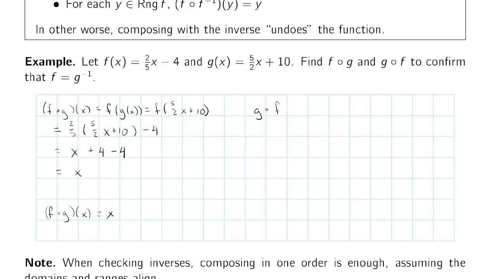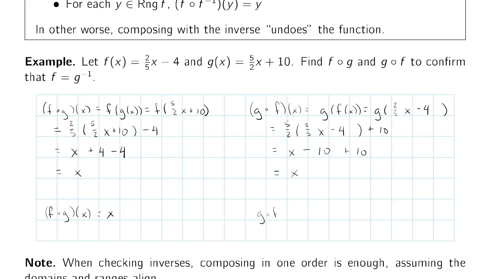In the other direction, g composed with f of x, that's g of f of x. So that's going to be g of 2/5 x minus 4. Now g is the function that takes 5/2 of its input and adds 10. And here its input is 2/5 x minus 4. Simplifying, we'll distribute the 5/2. 5/2 times 2/5 is just x. 5/2 times -4 is -10. And we'll add 10. x minus 10 plus 10, that's just x. So g composed with f of x also gives us x back.